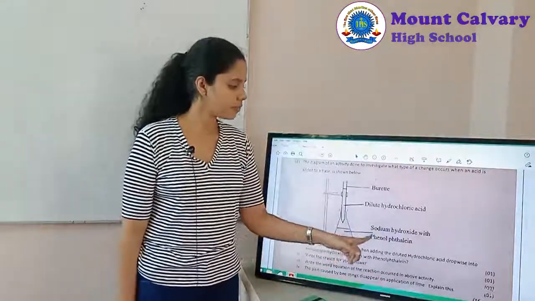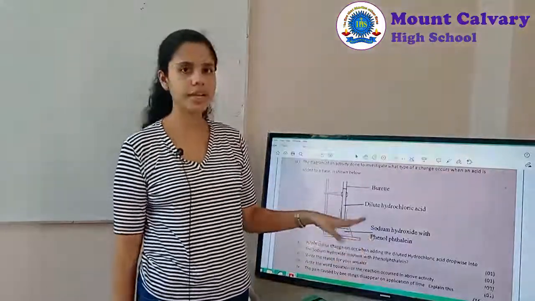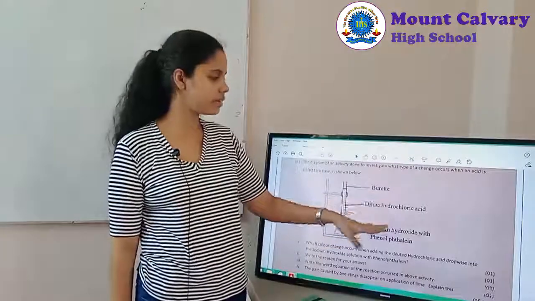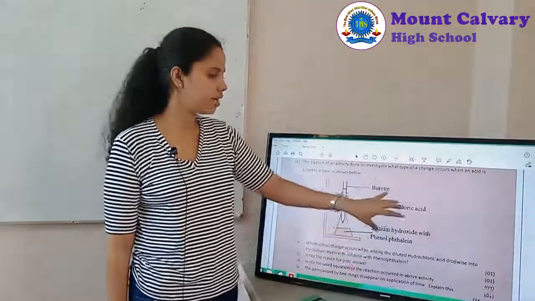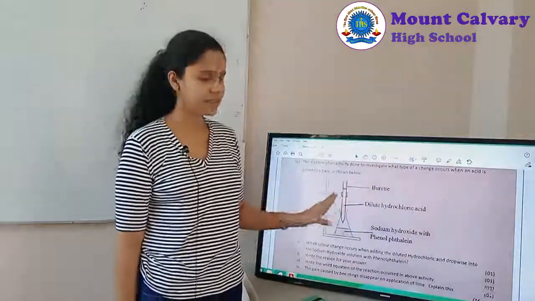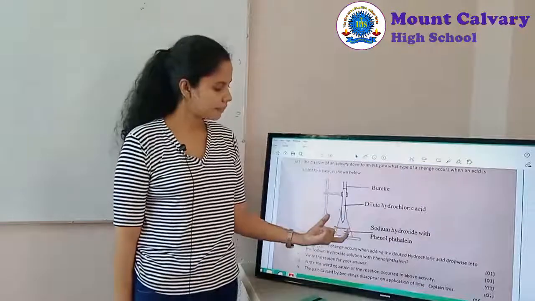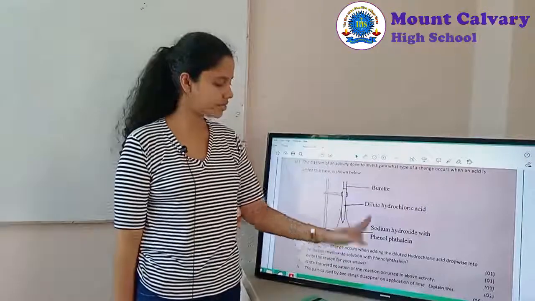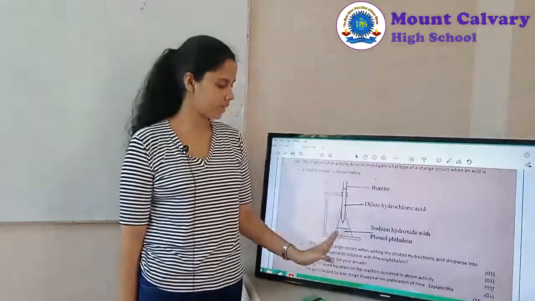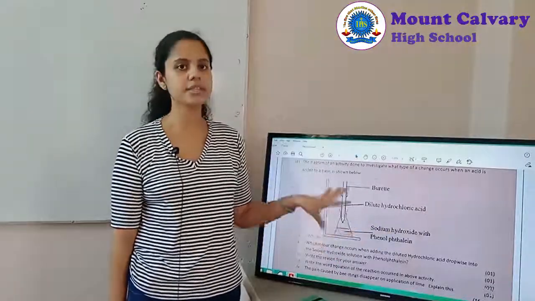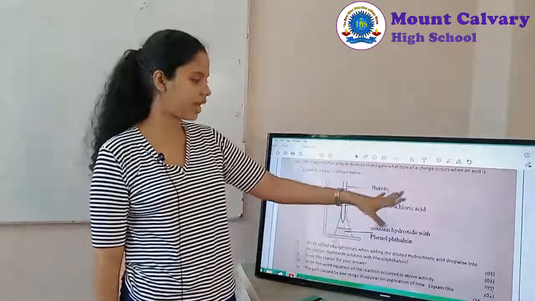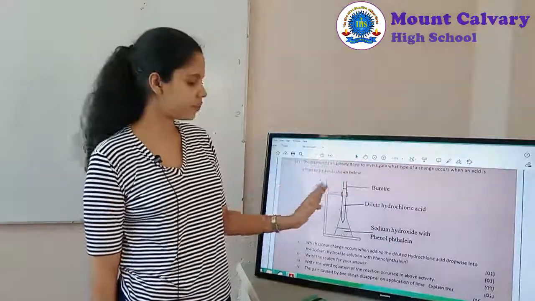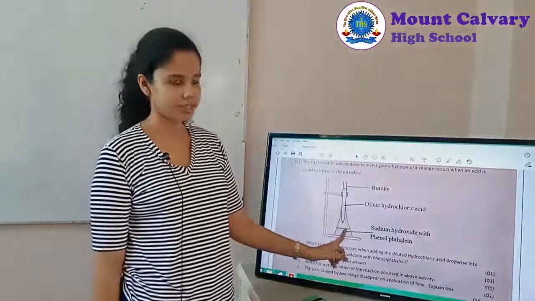Now what happens when you add hydrochloric acid dropwise? Phenolphthalein gives no color change with acid, right? So what happens to that pink color? When you add hydrochloric acid dropwise, the pink color will gradually start to disappear, and the solution will become colorless.